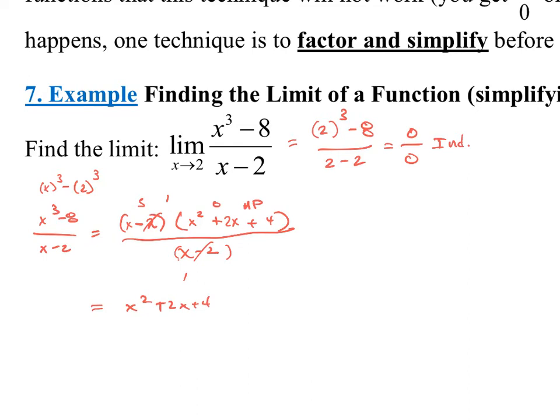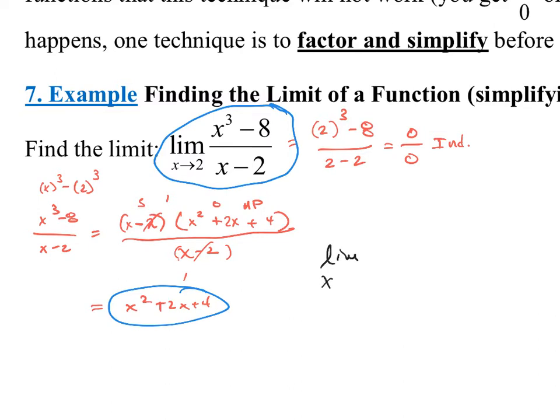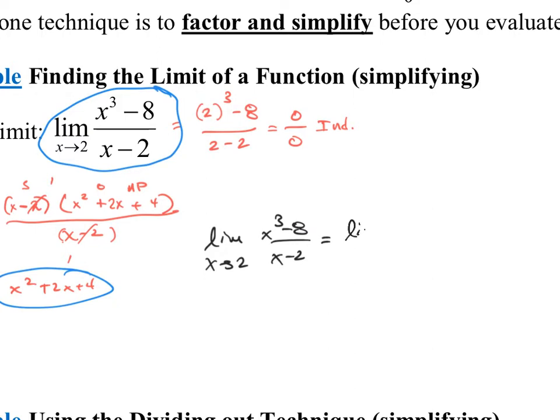So what's the idea here? When we tried doing the original limit, the x cubed minus 8 over x minus 2, we got 0 over 0. But x cubed minus 8 over x minus 2 is mathematically equivalent to this new one, x squared plus 2x plus 4. So what are we going to do? Instead of finding the limit of the nasty one, the limit as x approaches 2 of x cubed minus 8 over x minus 2, we're going to find the limit of the nicer one. So this is the exact same thing as the limit as x approaches 2 of x squared plus 2x plus 4, the factored and simplified version of it.